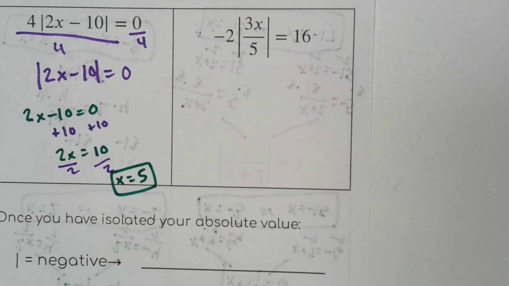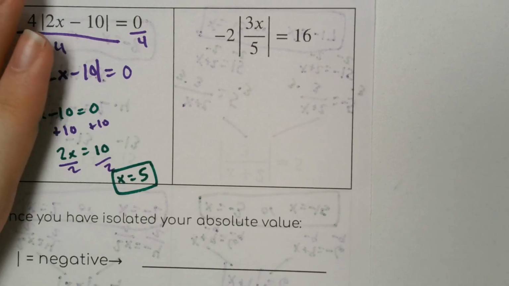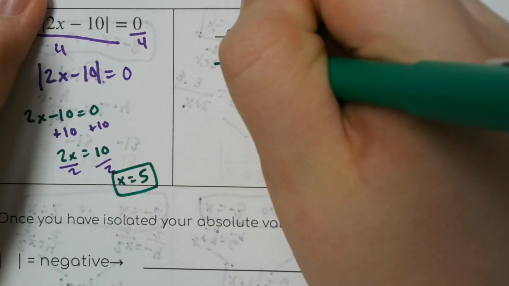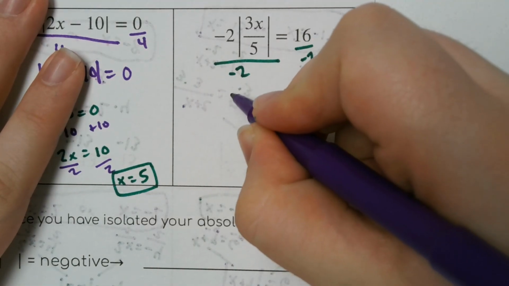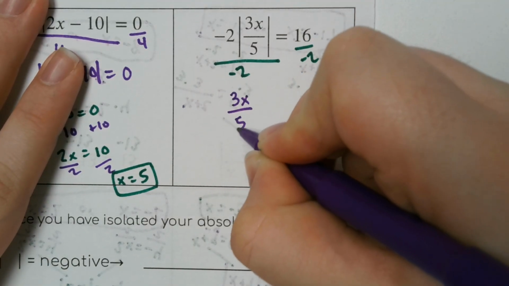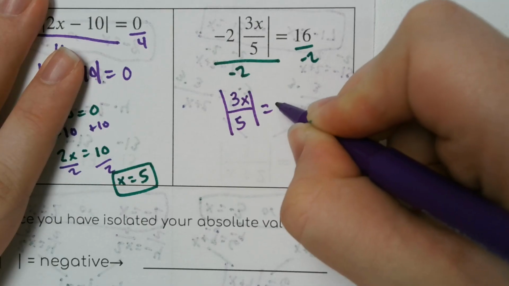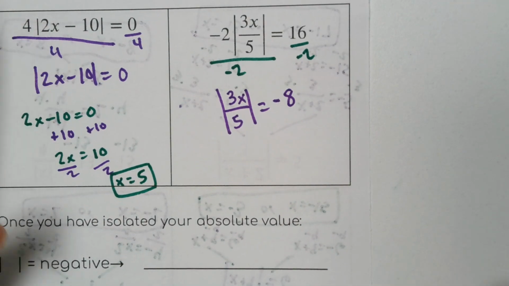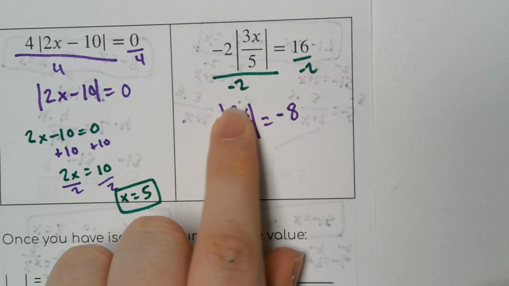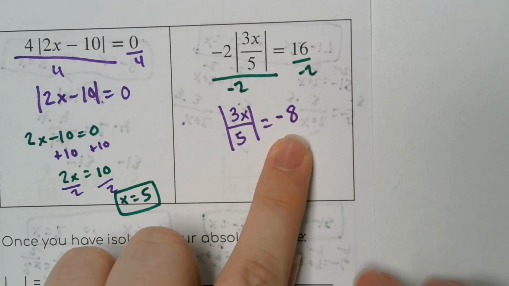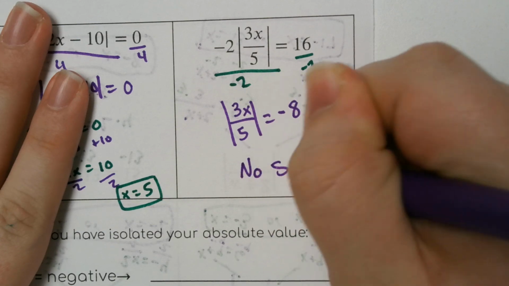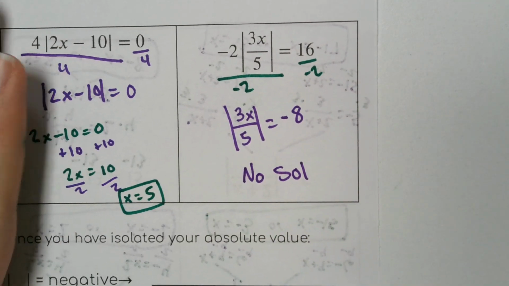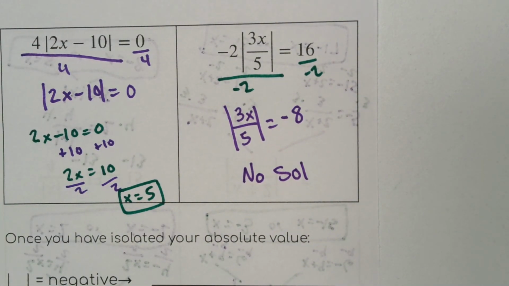Alright, this last one. We have to get rid of this negative 2. It's being multiplied, so we divide both sides by negative 2. So we have 3x over 5 equals negative 8. What did I say about absolute values? They can't equal what? A negative. So this one would be no solution because it equals a negative. Absolute values always make everything positive, so it can never equal a negative.